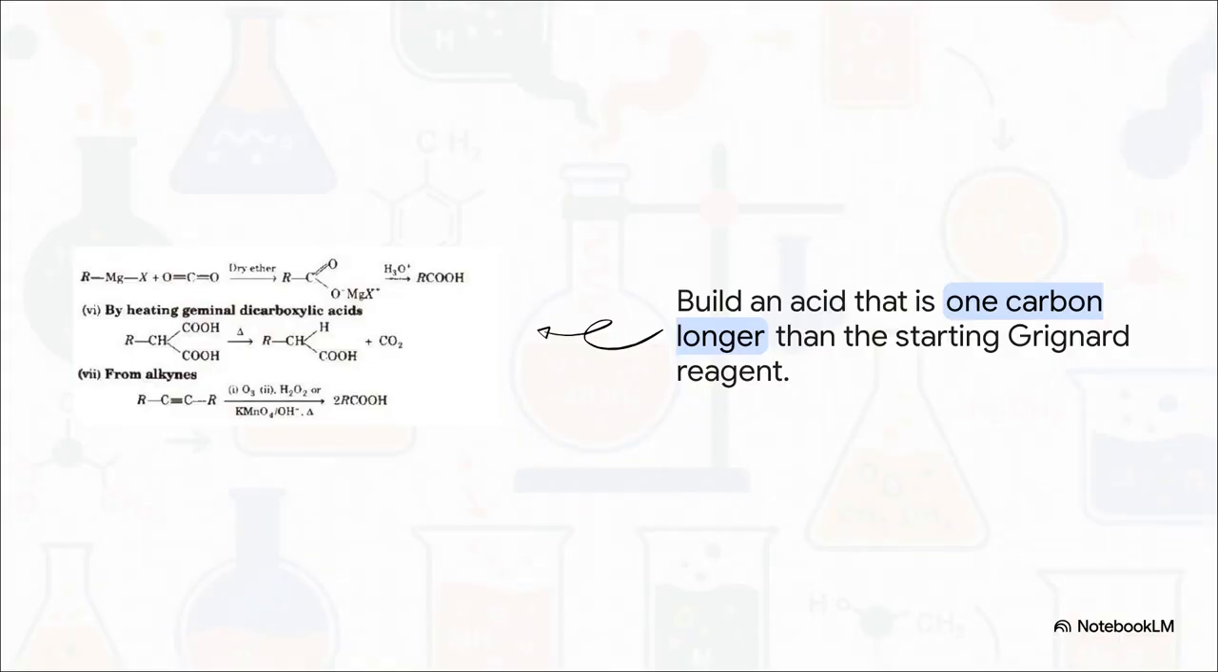And this picture shows you exactly what you get at the end. The R group from your starting material ends up bonded to a brand new carboxyl group. So you start with an R group, and you end with R-COOH. You've literally built a bigger molecule one carbon at a time. How cool is that? Whew!